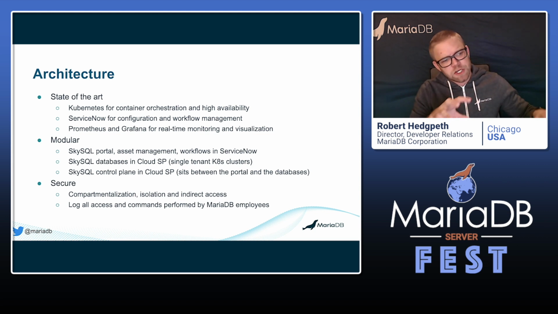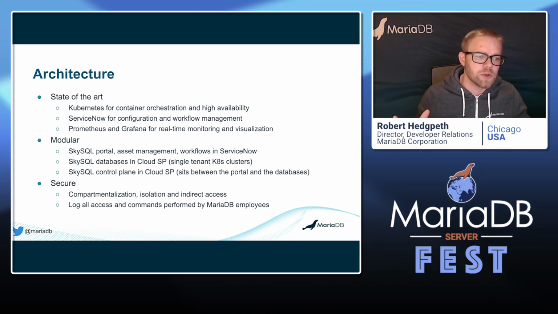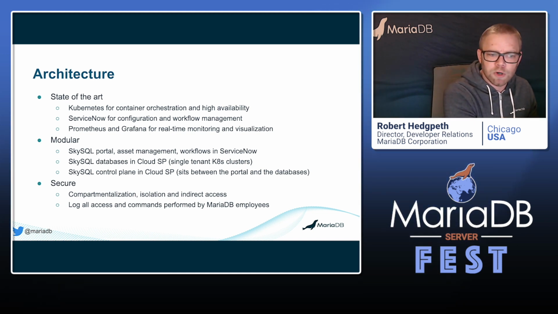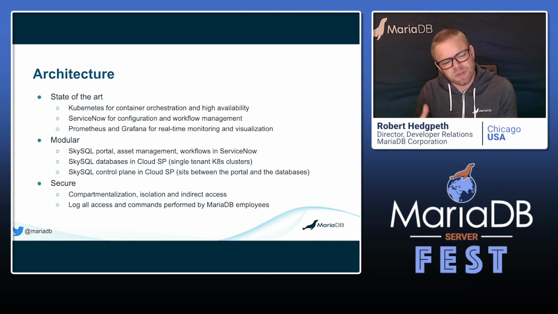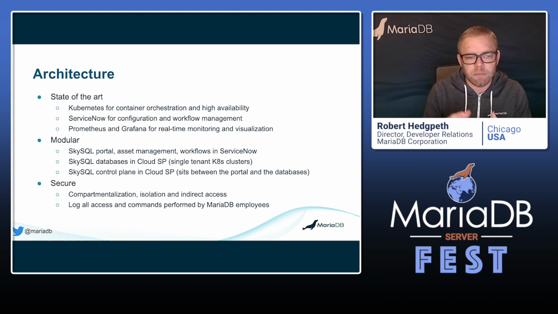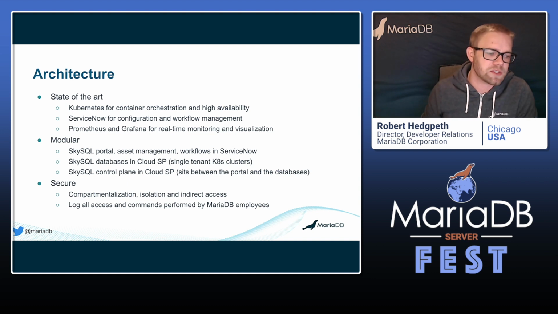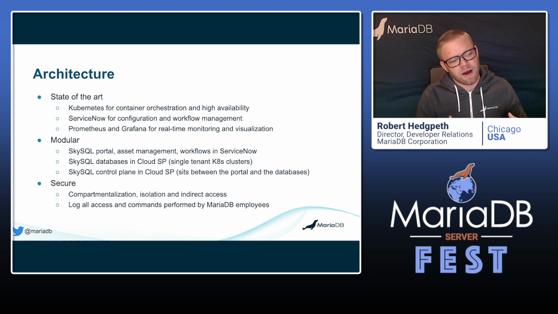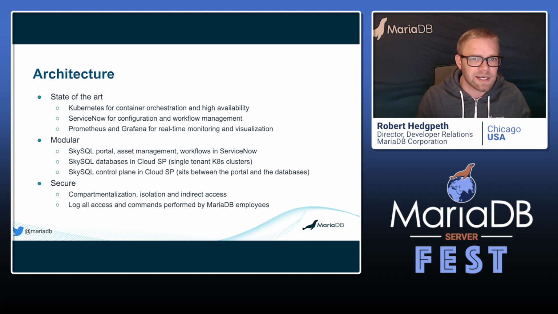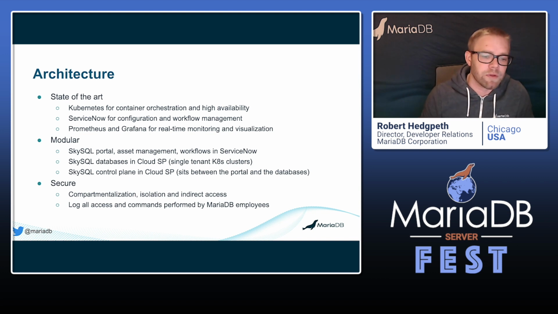From a separation of concerns, or a more modular aspect, we use a portal or a front-end portion. We have what's called a control plane, which we'll dive into a little bit after these bullet points in an architecture slide view, which helps us communicate with the underlying databases that live within the Kubernetes cluster. And all this is done to provide a high level of compartmentalization, with modularization, isolation, and ultimately a way that we can control indirect access, right? Even for ourselves, of being able to access the databases that live within SkySQL.